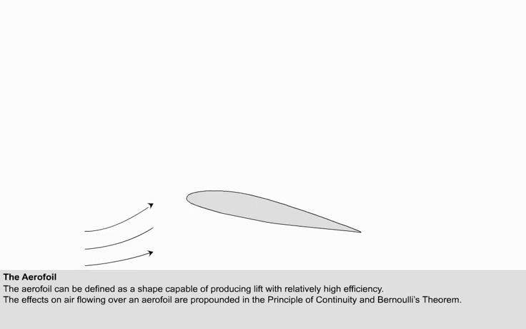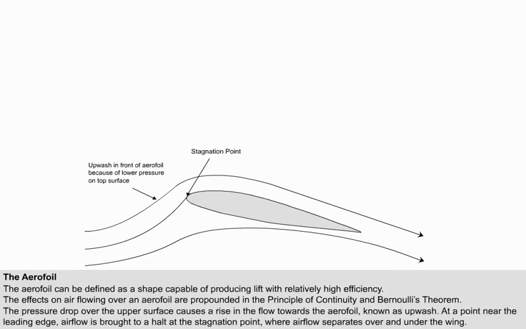As air flows over an aerofoil at a sufficient speed, it will have certain effects on the static pressure surrounding the aerofoil, as propounded by the principle of continuity and Bernoulli's theorem in the last lesson. Even before the airflow reaches the aerofoil, the pressure drop over the upper surface will cause the flow to rise towards it. This is known as upwash.